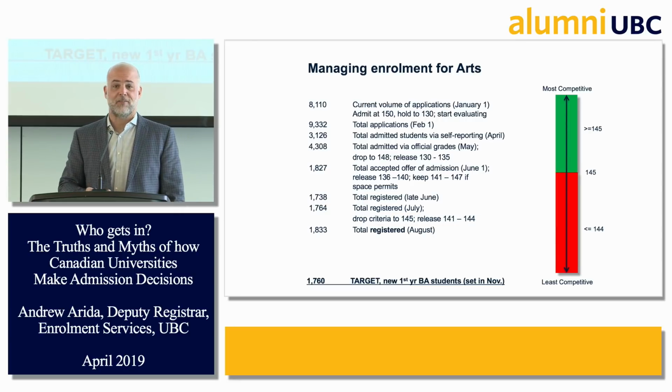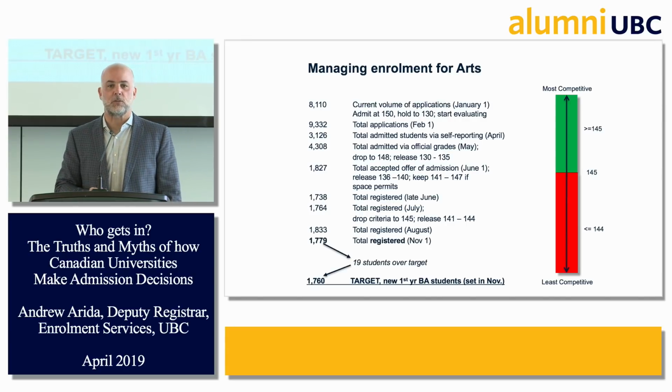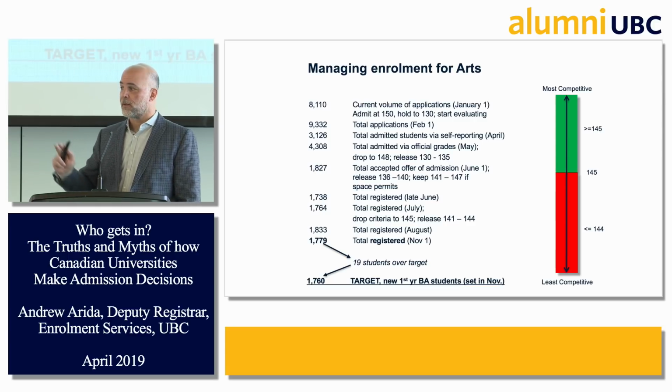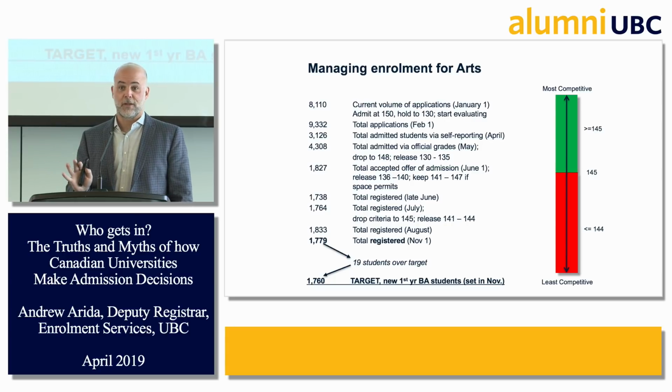By August, I have 1,800 students who've registered, but I know that some of them are not going to show up in September. And then, good enough, by November 1st, I have 1,779 first-year BA students. I am 19 students over target. Now, two things. One, this is miraculous. To get this close is really, really hard.